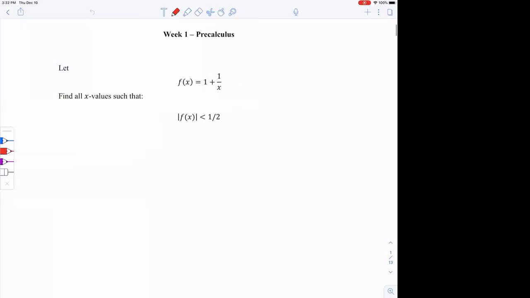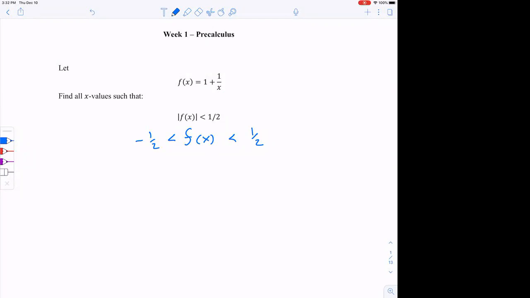So week one, we did some pre-calculus topics. In this problem, we give you a function. There's our function right there. And we say to solve the inequality of the absolute value of f of x less than a half. So if f of x is less than a half and greater than minus a half, we'll satisfy those conditions.